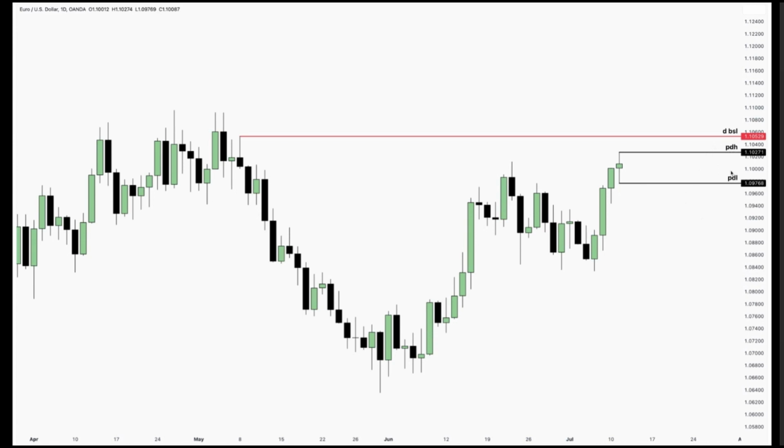Now, the reason why I mark these two levels, previous day high and previous day low, is because if you're forming bias and also if you want to know where liquidity pools are potentially sitting, these two levels could give a clue. But right now we know that price is making bullish moves, so I'll be maintaining my daily bias as bullish.